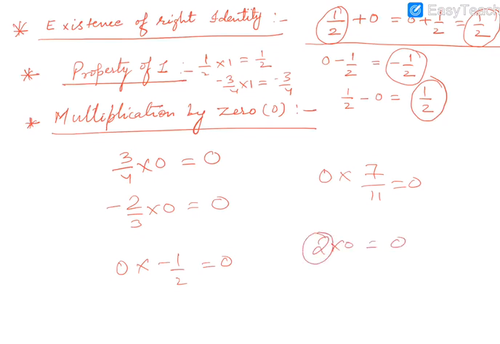2 is also a rational number. Why? Because we can write 2 in the form of 2 upon 1. So it is in the form of p by q, so it is a rational number. So 2 into 0, it gives 0. So when we multiply 0 in any rational number, it gives 0. This is known as multiplication by 0.